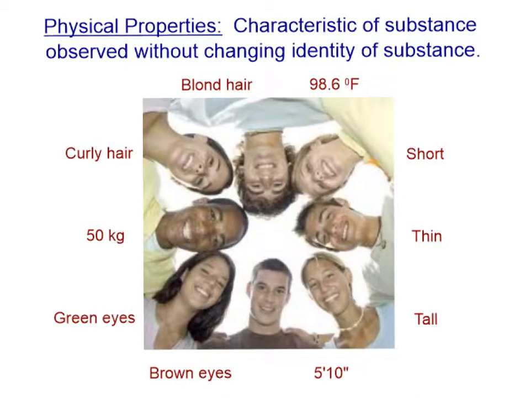What's a physical property? It's a characteristic of a substance that you can observe without changing the identity of a substance. Here are some different physical properties of people. Susie might have a body temp of 98.6 degrees Fahrenheit. She might get a fever. She's still Susie. Paul might be 50 kilograms, but he grows, gets taller, and now he's 75 kilograms. He's still Paul. We haven't changed his identity.